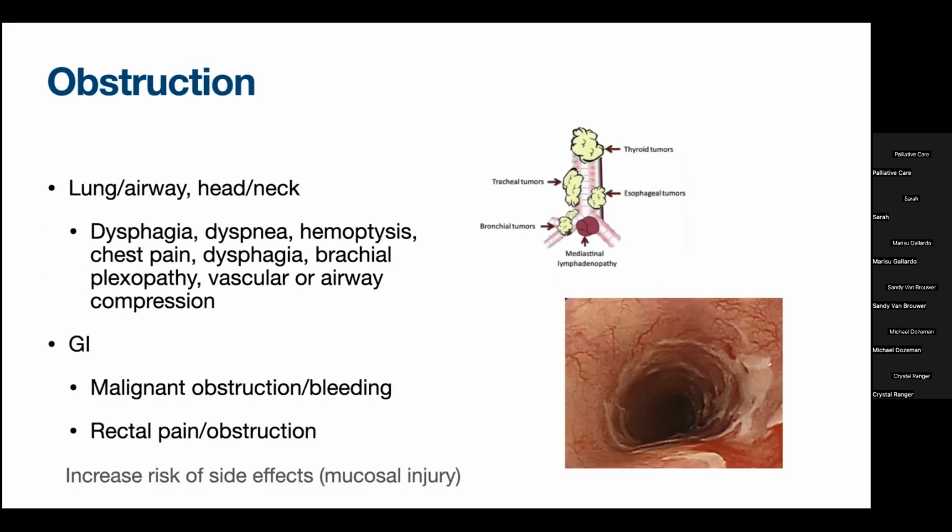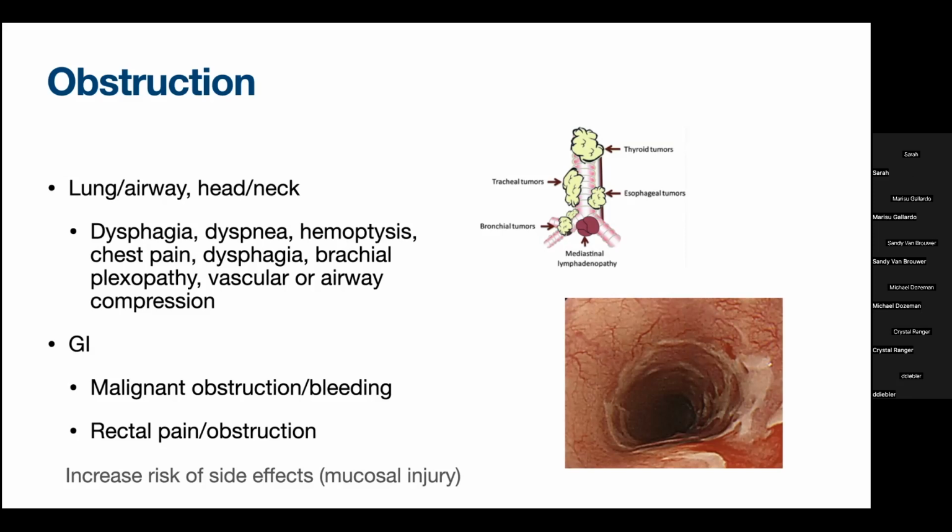And looking into obstruction, so as we mentioned before, the lung cancers or even head and neck cancers and upper airway are burdened by symptoms of dysphagia, dyspnea, hemoptysis, chest pain, difficulty with swallowing nutrition, some nerve injuries or brachial plexopathy or vascular airway compression. So radiation therapy can be delivered, ultimately attempting to shrink the tumor and control some of the symptoms in that sense. Can be delivered for GI malignancies, both in the intestine and in the rectum for obstruction purposes.